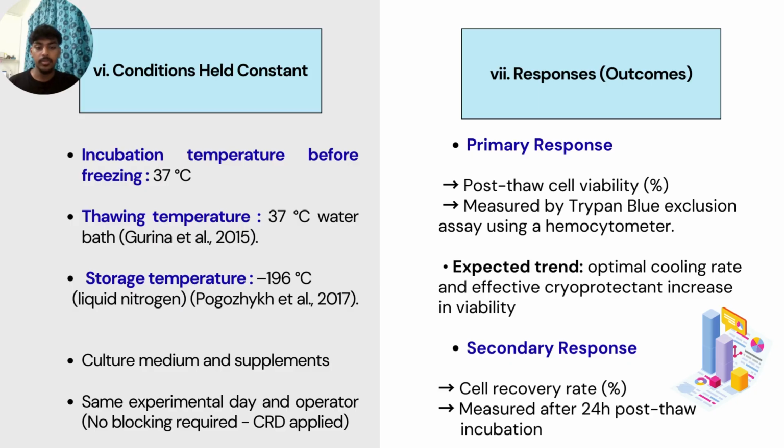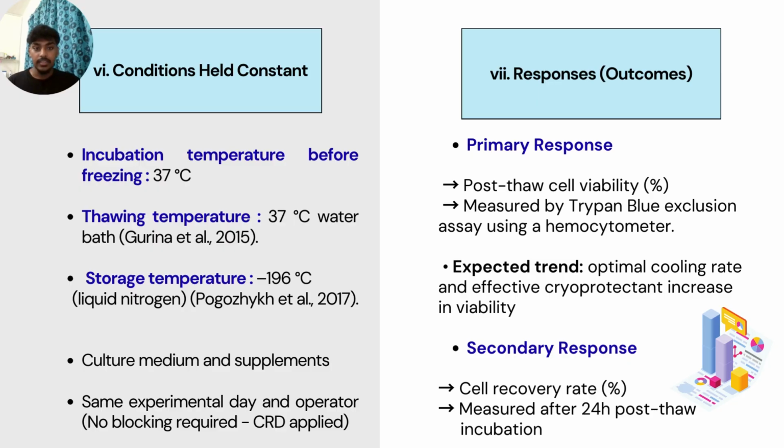To ensure that any observed effects are due only to the studied factors, several conditions were held constant. These include cell type and passage number, initial cell density, cryoprotectant concentration, freezing volume and vial type, and thawing protocol. In addition, the incubation temperature before freezing was maintained at 37 degrees Celsius, thawing was performed in a 37-degree water bath, and the samples were stored in liquid nitrogen at minus 196 degrees Celsius. All the experiments were conducted on the same day by the same operator. Because of this, no blocking was required and a completely randomized design was applied.